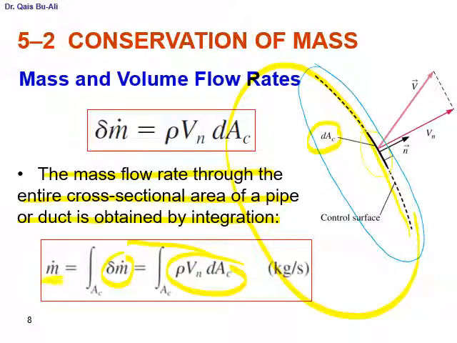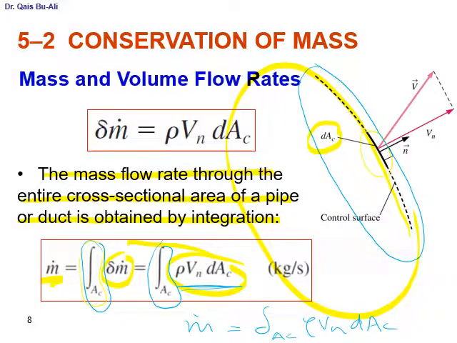So m dot now is equal to delta m, integrated for the whole area. So m dot is equal to the integral over Ac of rho Vn dAc. This is the mass that is crossing the whole cross-sectional area of the control volume.